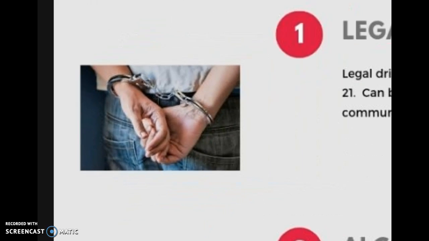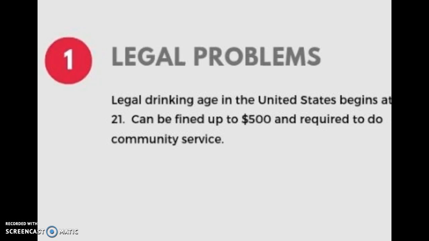Next to it there is a number 1 with the text that reads "Legal problems." Legal drinking age in the United States begins at 21. You can be fined up to $500 and required to do community service.